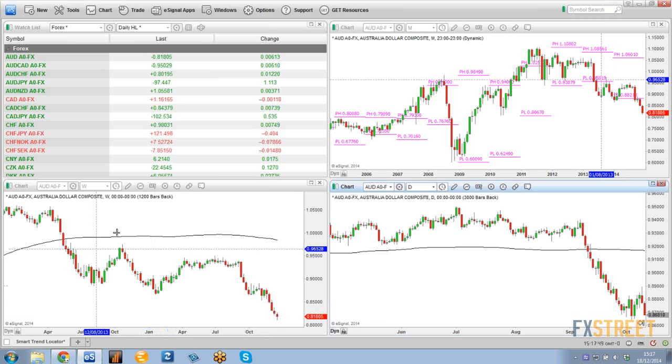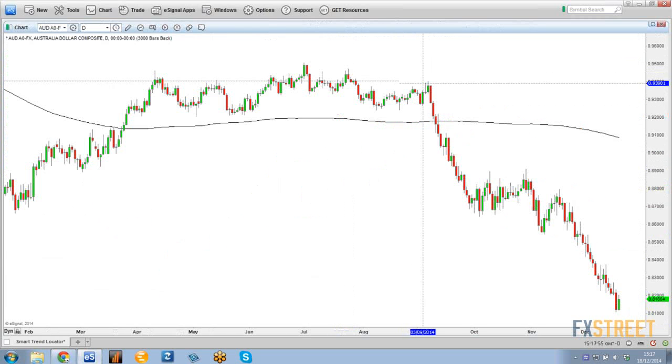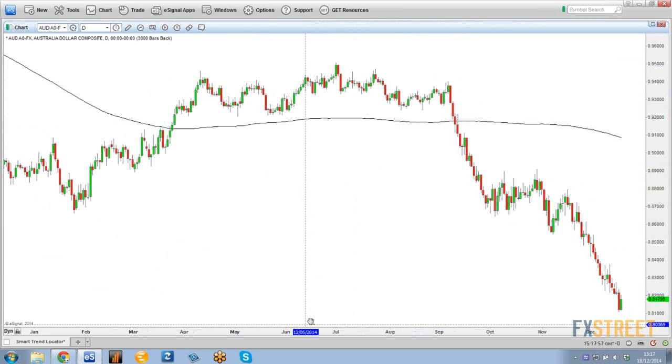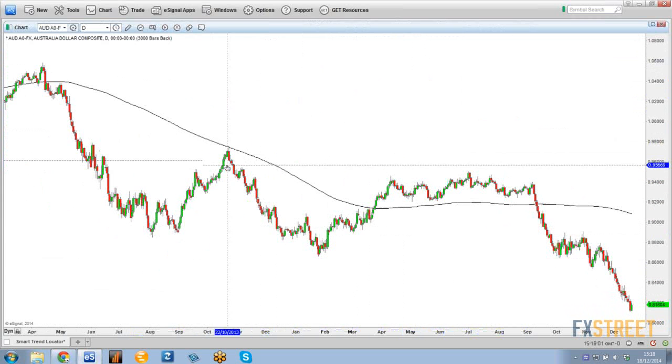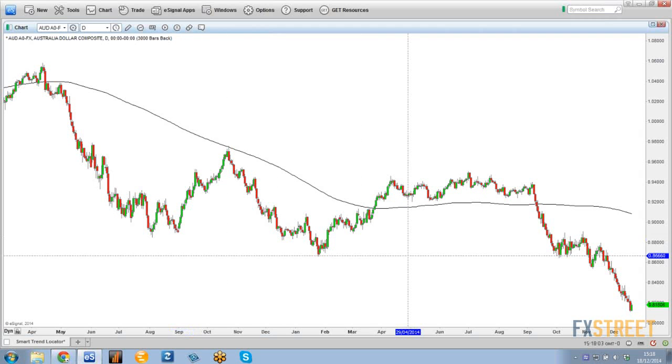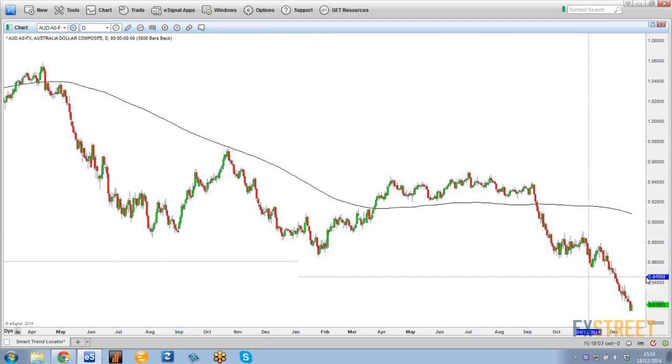So let's have a look at the daily chart on the Aussie dollar. And you can see that when price eventually broke out of this consolidation area, you can see the length of this consolidation area. When price broke out beyond this support level, price has moved very, very nicely.